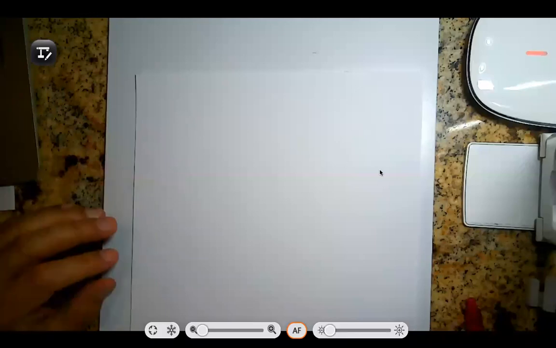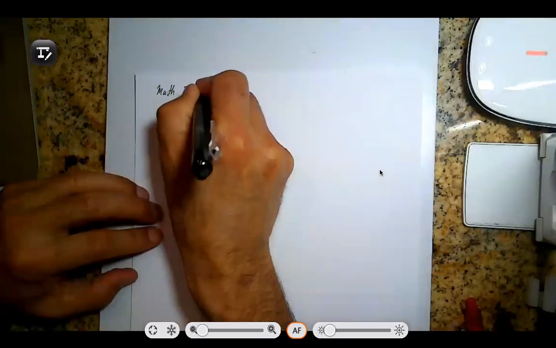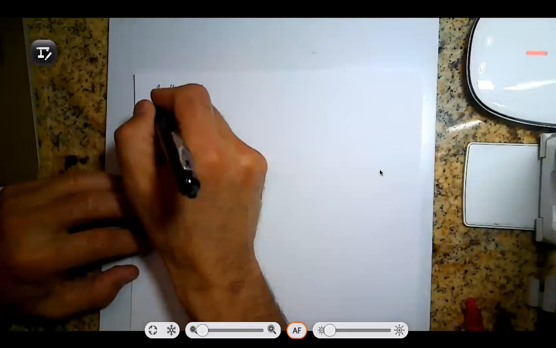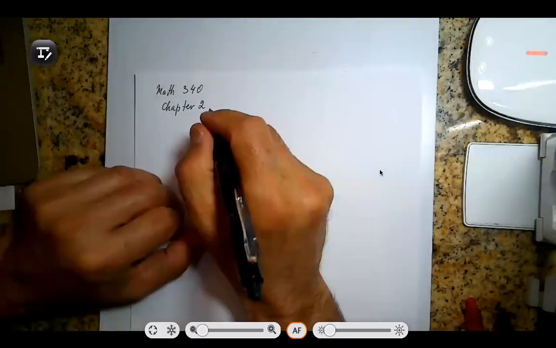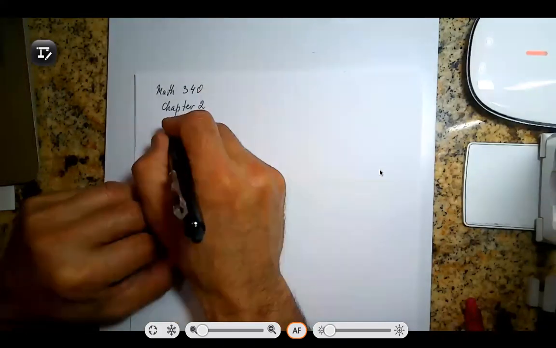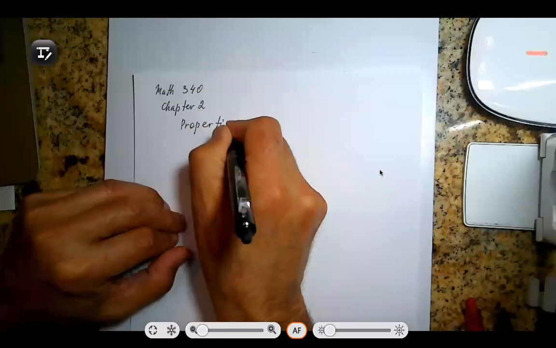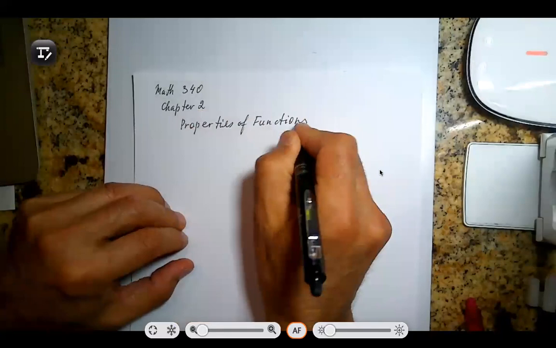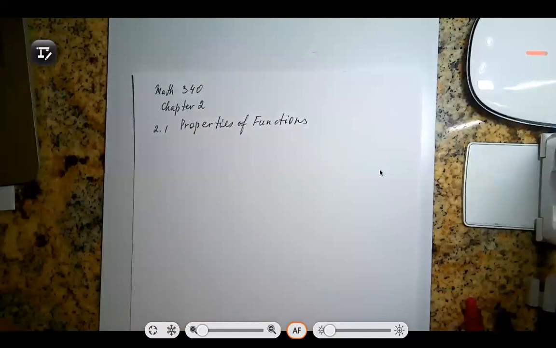Today we start chapter 2. Properties of functions. So we start with the definition of a function.